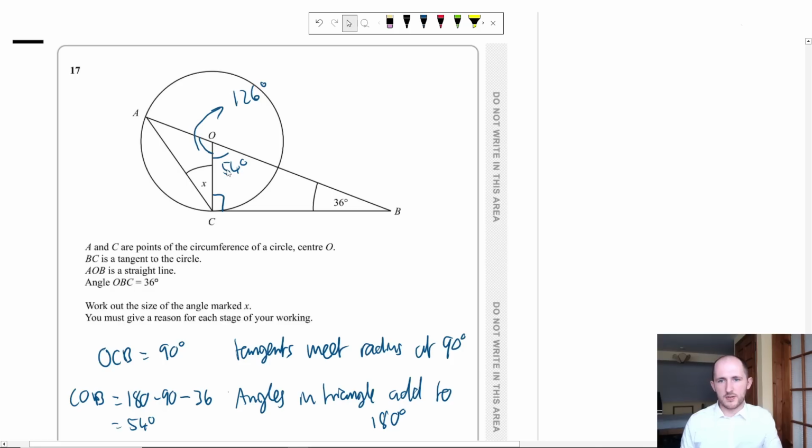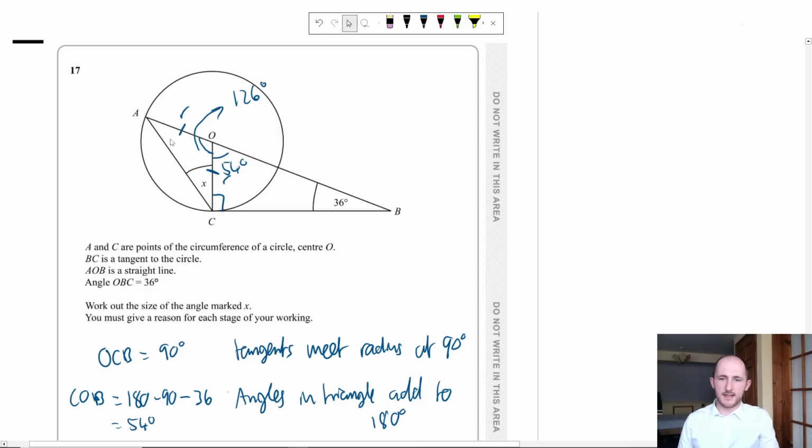Now here's where it gets interesting. These two lines here are actually the same length. But how do you know that? Well, look, those lines are from the center of a circle to its circumference, which means they are, by definition, the radii of the circle, because they're from the center to the circumference. That's by definition the radius, okay?